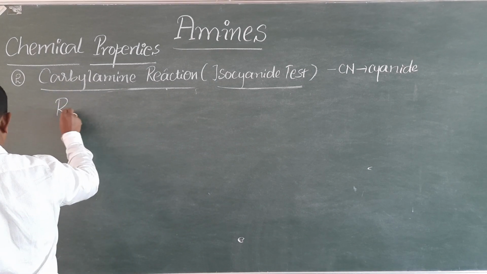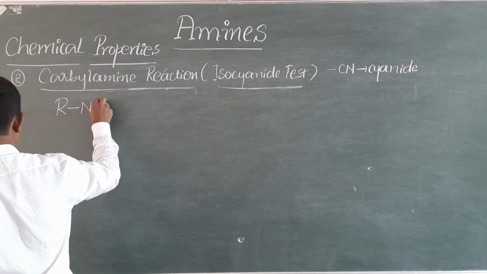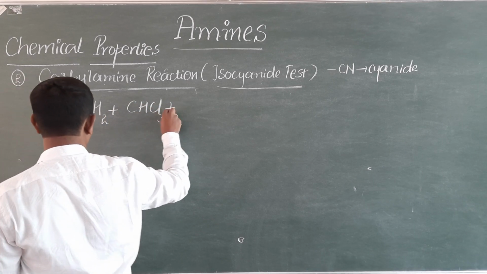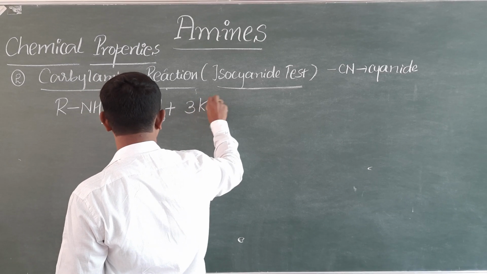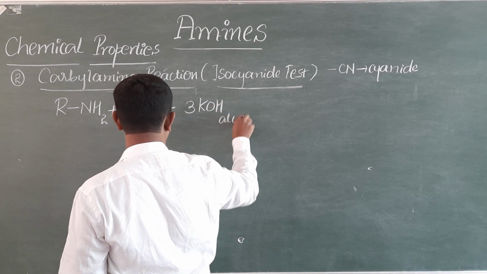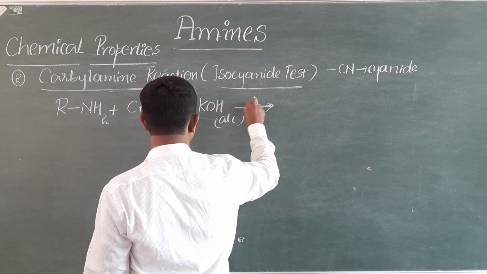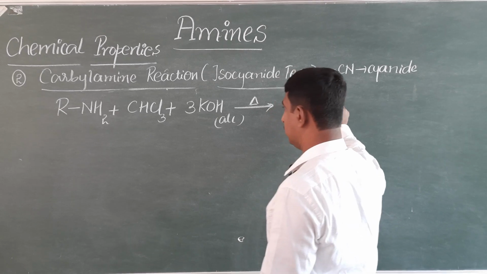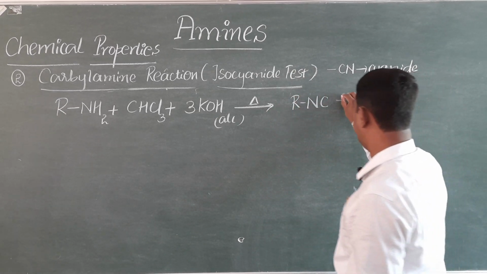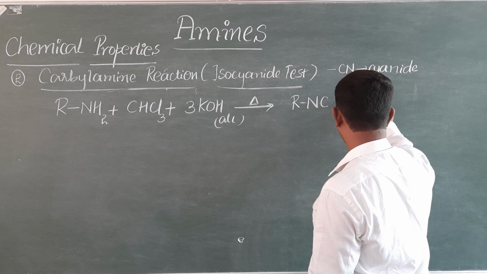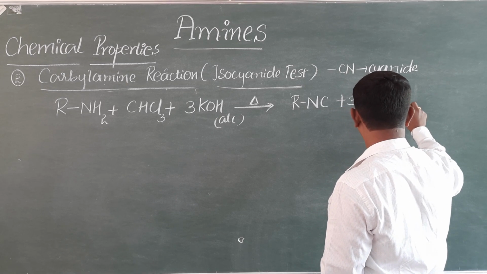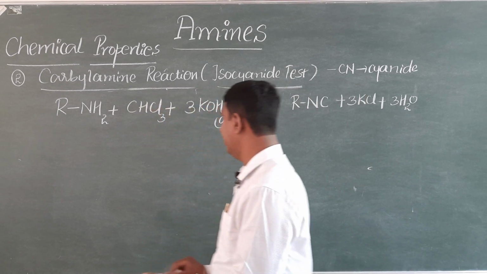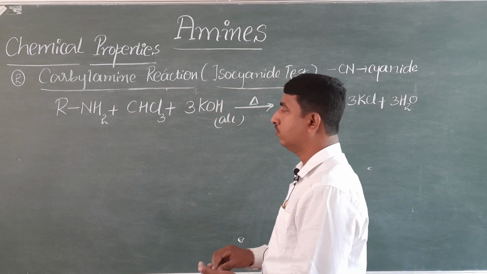So this is the equation you have to write for the exam. This is RNH2, chloroform, 3 molecules of potassium hydroxide. This mixture is heated, delta, and the product obtained is RNC, alkyl isocyanide. Byproducts are 3 KCl along with 3 molecules of H2O. Now this is the equation you have to write for the exam.